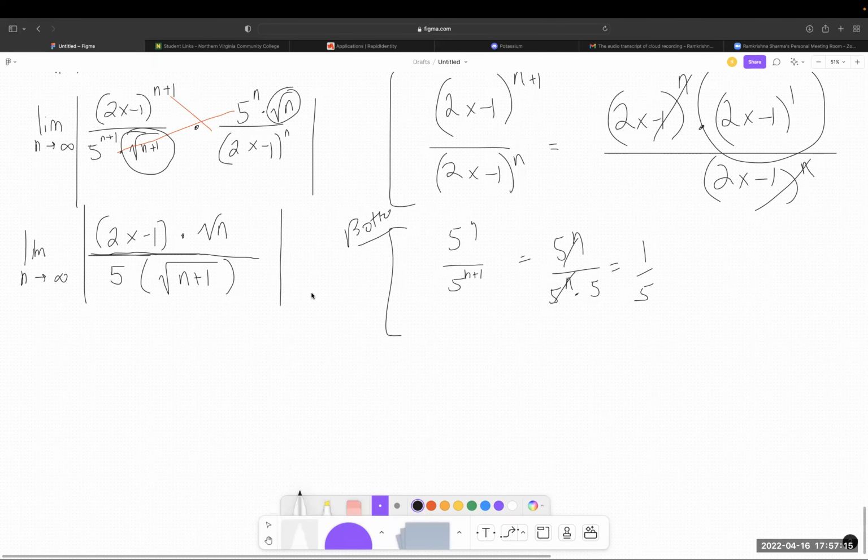Let's try to take the constants out. I can't just take the x out of here, right? I mean, if I have some kind of constant like x and I multiply by 2 and subtract 1, it's still a constant, right? So I'm going to pull this constant out. So really, I'm going to have this.